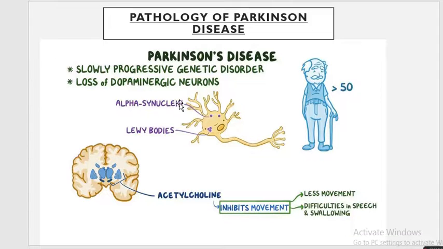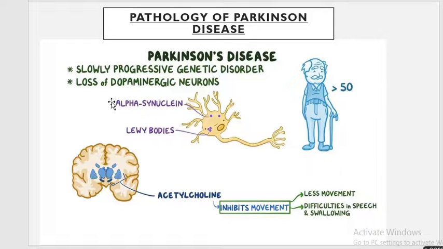Parkinson disease is a slowly progressive disease. It can be genetic, and involves the loss of dopaminergic neurons. When there is a loss of dopaminergic neurons, acetylcholine activity increases. When acetylcholine activity becomes greater, it inhibits some movements, causing less movement and difficulty in speech and swallowing, because dopamine is the one which stimulates the cerebral cortex. In this disease, it occurs most commonly in people more than 50 years of age.